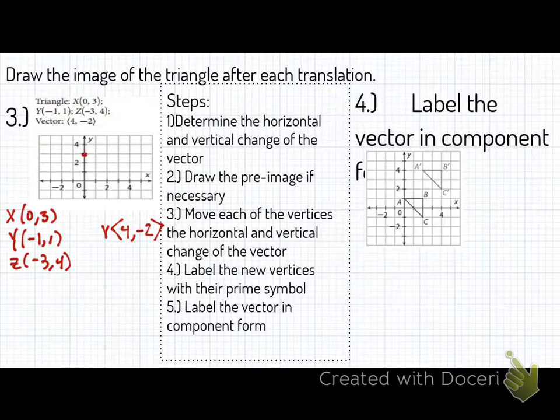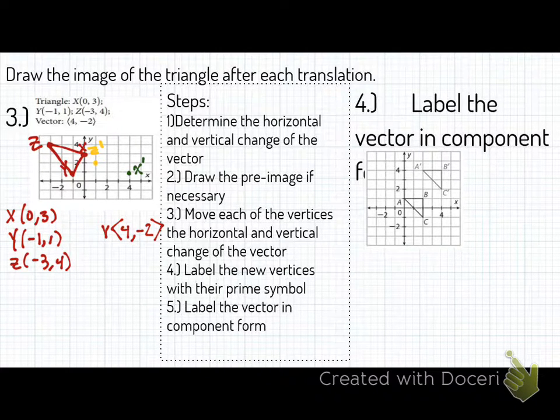Okay, so on this one, we have our point X (0, 3). We have point Y, which is (-1, 1). And Z is (-3, 4). This is our pre-image, right? The vector is telling us to go over 4 to the right and down 2. So on each of these, we're going to go over 4 to the right. So Z, I'm going to go over 1, 2, 3, 4, and then down 2. You should have a Z prime right here. I use green here instead. X, you're going to go over 4 to the right and then down 2. This is your X prime.